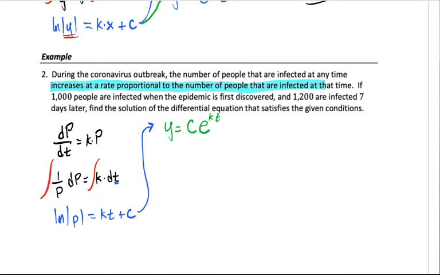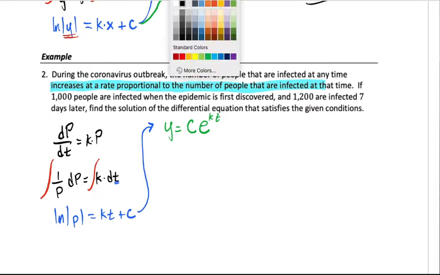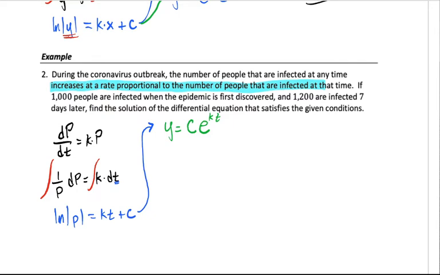All right, and now we're going to try to figure out what both c and k are so that we can write this solution that satisfies the initial conditions that were given to us. All right, so what I'm going to do is change colors, and we're going to have this: if 1,000 people when we first there. So when t equals 0, we have 1,000 people. And then we're also going to have when t equals 7, there's 1,200 people. So we're going to be able to use these 2 points to help us find c and k.